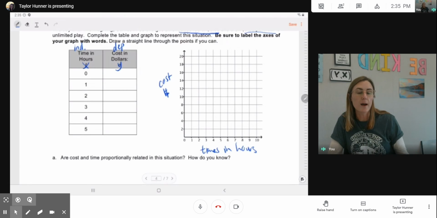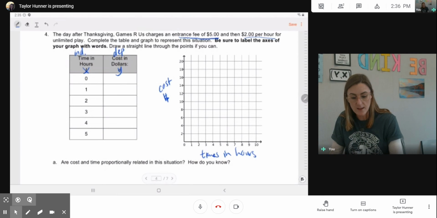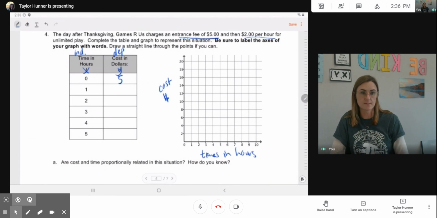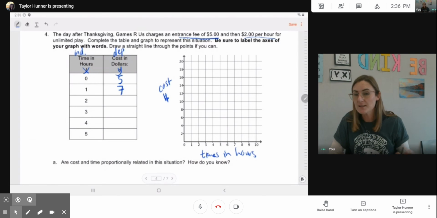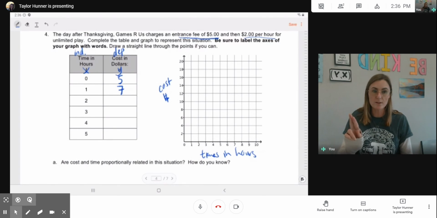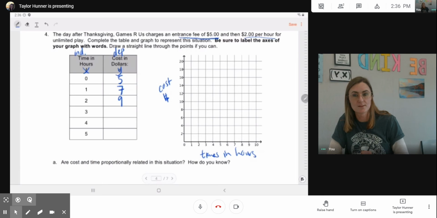So after 0 hours, be careful on this one, how much would we pay? We have to go back and read the problem. It says this charges an entrance fee of $5. So even just to get in, if I didn't even play any games, I have to pay $5 just to get in. Then after 1 hour, it's $5 plus that $2 per hour. So this is a total of $7. Then after 2 hours, I would have had to pay that $5 plus $2 each hour. So that would be a total of $9.